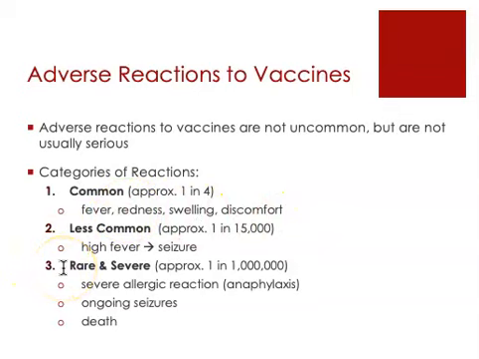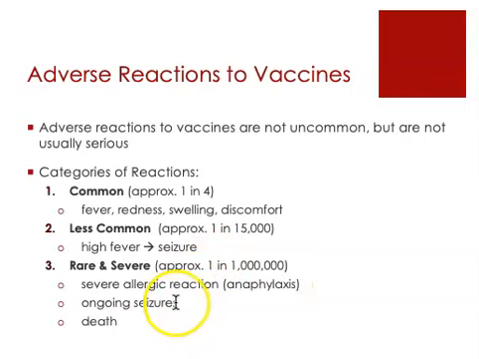Finally, we have the rare and severe category. This is reactions that occur in 1 out of about 1 million vaccinations. These are severe allergic reactions, ongoing seizures, and even death. Yes, people do die sometimes after being vaccinated. By severe allergic reaction, I mean anaphylaxis. That's the kind of immune reaction where the person's throat closes up, they can't breathe, and if they don't receive treatment quickly, they will die.